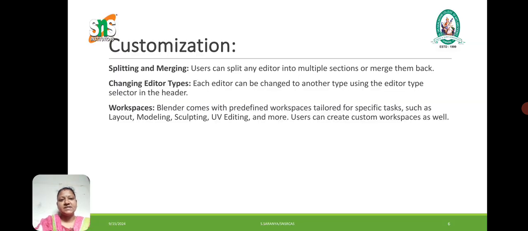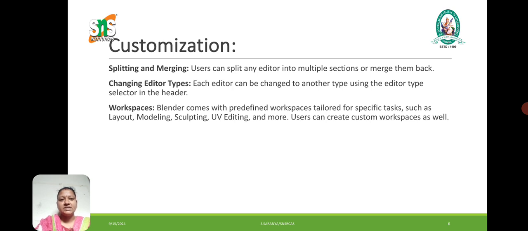The next is customization. We can customize the Blender screen according to our preference. The first one is splitting and merging. Second one is changing editor types. Third one is workspace. Splitting and merging is nothing but splitting the whole Blender screen into multiple sections, and we can also merge them. After splitting and working in them, we can merge them together.